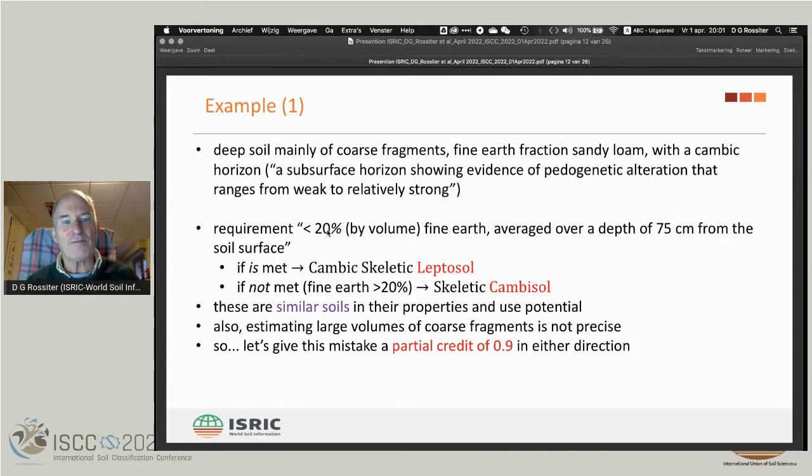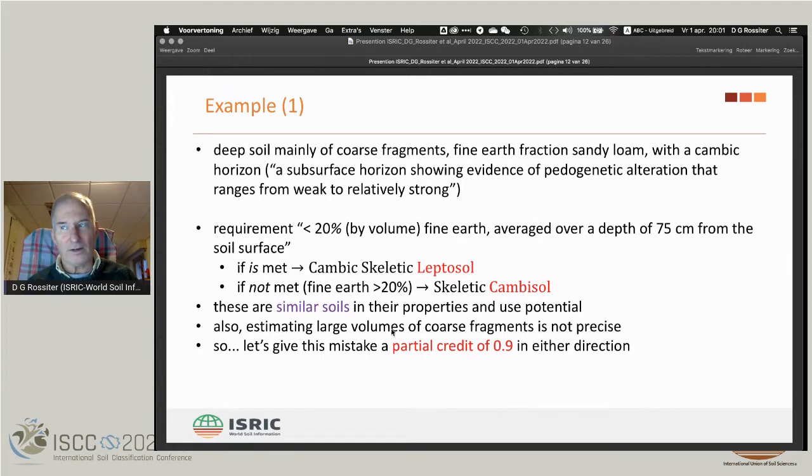Well, if we have less than 20% by volume of fine earth, then it's going to be a leptosol, which would be cambic skeletic. If this is not met, it's going to be a cambisol because we'll have a cambic horizon. It will be considered a skeletic cambisol. So you see the soil being very similar, also very similar in its use, and it can end up in 2 reference soil groups. And I'm sure you can all think of examples like this. Similar soils and their properties and use potential.